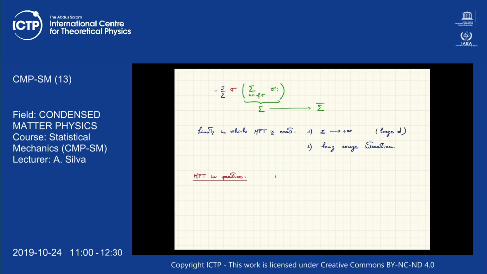So let us introduce the following thing: the average magnetization per site, defined as follows. And now let me change variables and write sigma i equal to m plus sigma i minus m. So this is the average magnetization plus the small fluctuations on top of the average magnetization. Let's call it delta m i.